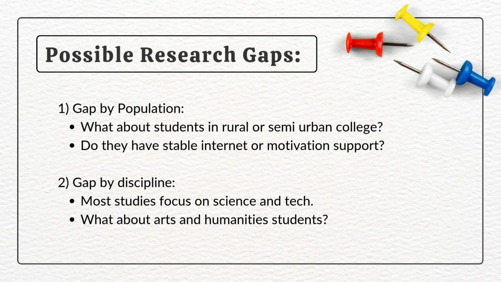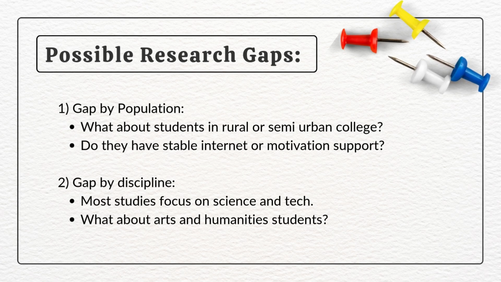What about students in rural or semi-urban colleges? Do they even have stable internet or motivation support? Second gap, which is by discipline. Most studies focus on science and tech. What about the students from arts and humanities?